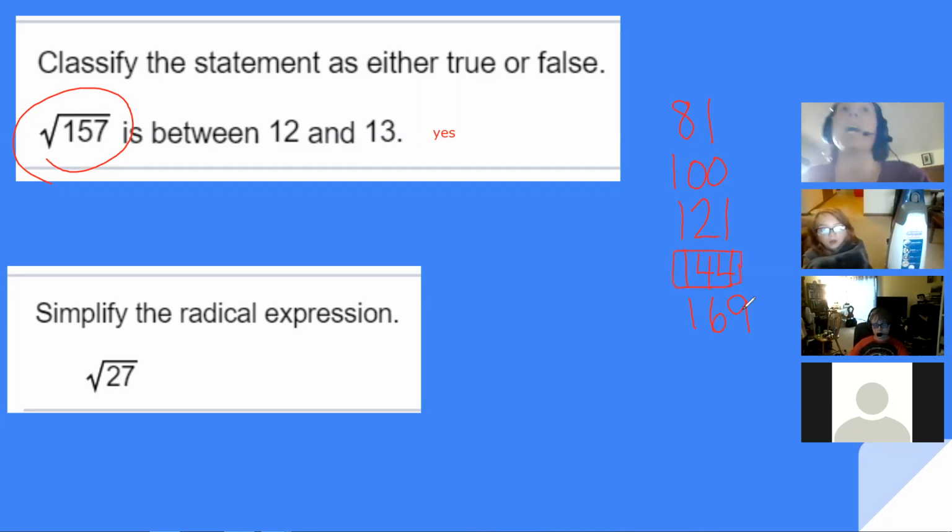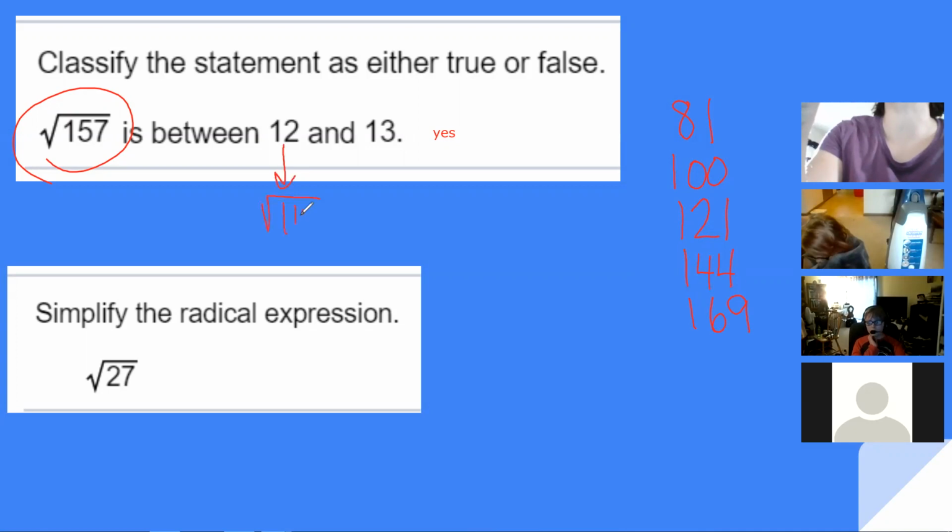144 and 169. So 12 is the same as the square root of 144, and 13 is the same as the square root of 169. 157 falls in between there, so that means that the answer to the square root would be between 12 and 13.